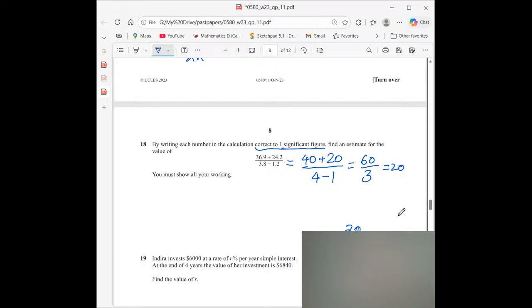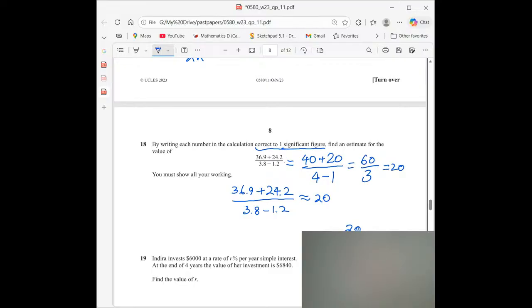It means that we need to write finally the 36.9 plus 24.2 divided by 3.8 minus 1.2 is approximately equal to 20. So 20 is not the solid value, it is an approximate value.